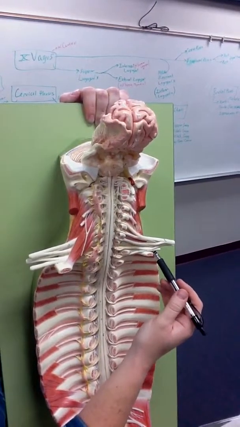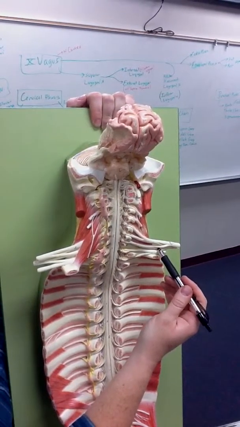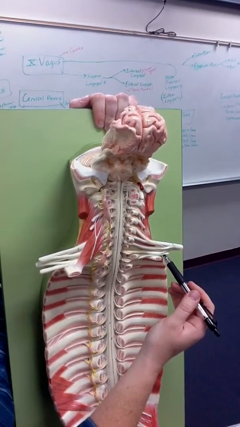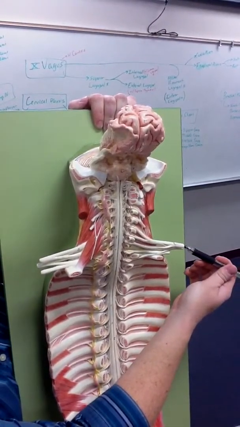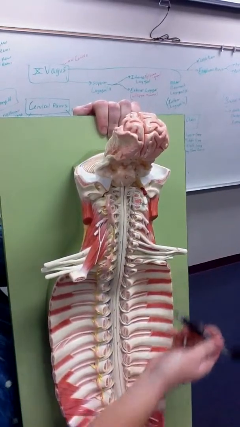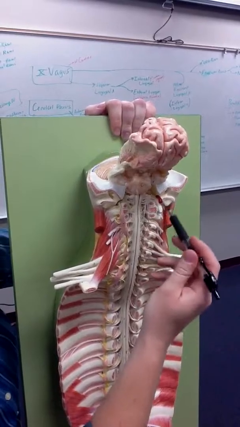These trunks are then going to go into divisions: anterior and posterior division of the superior trunk, anterior and posterior division of the middle trunk, posterior and anterior division of the inferior trunk. All the posterior divisions join together to make the posterior cord. This is going to become the lateral cord, and this is going to become the medial cord. So that's brachial plexus. The rest of this is going to form cervical plexus up here.